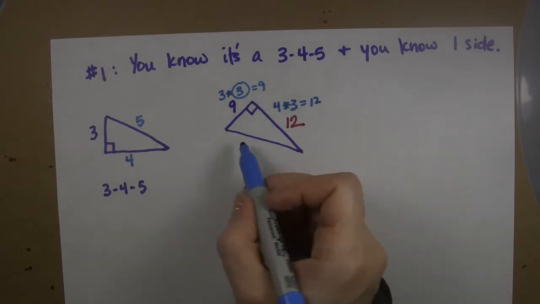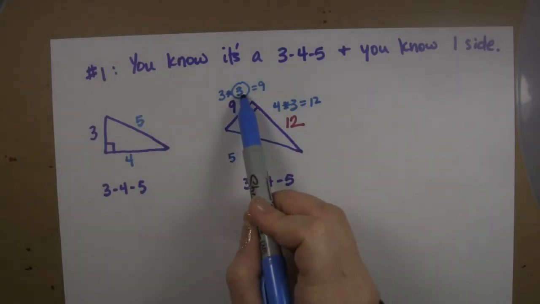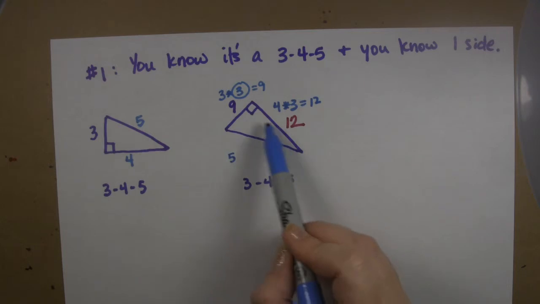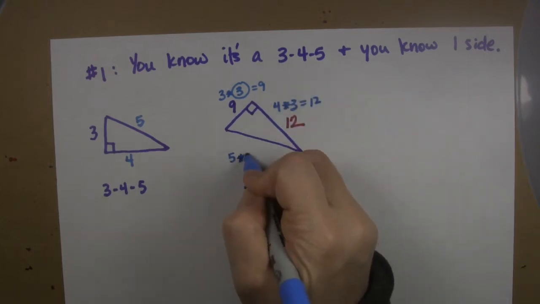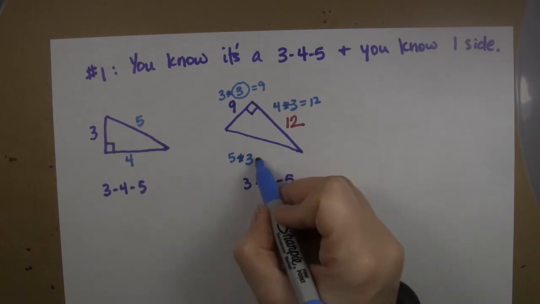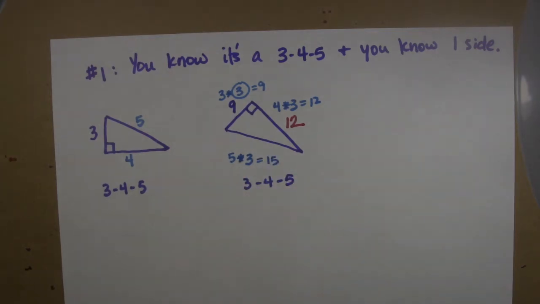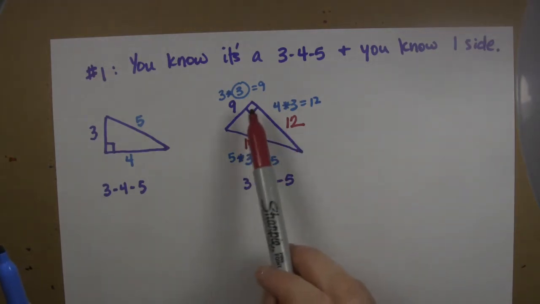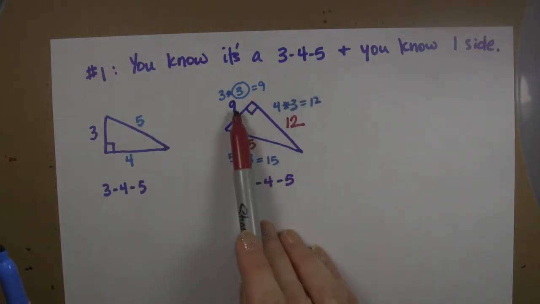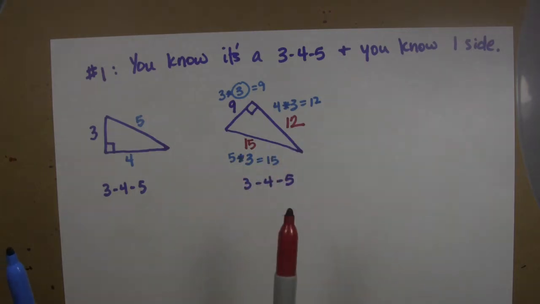And then this would normally be the 5 side, but I'm multiplying everything by 3. This is 3 times larger than a 3, 4, 5 triangle. So I multiply 5 by 3, which is 15, and that is this triangle. So this 3, 4, 5 triangle has measurements of 9, 12, and 15. Let's do one more.